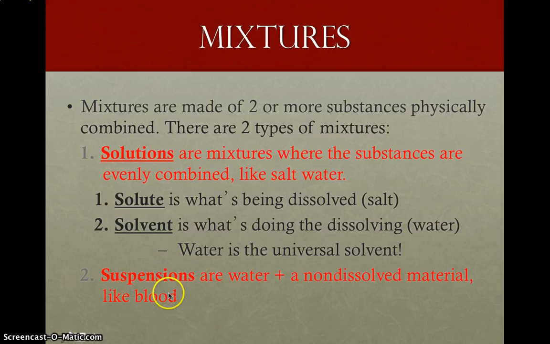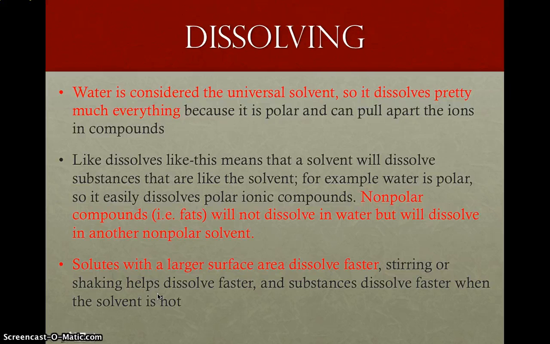Your blood is liquid plasma with chunks, your blood cells, floating in it. So homogeneous solutions are evenly mixed, no matter how many elements are in them. Suspensions are something that's chunky, non-dissolved. Okay, so homogeneous solution, heterogeneous suspension. Okay, this takes us to number 18.